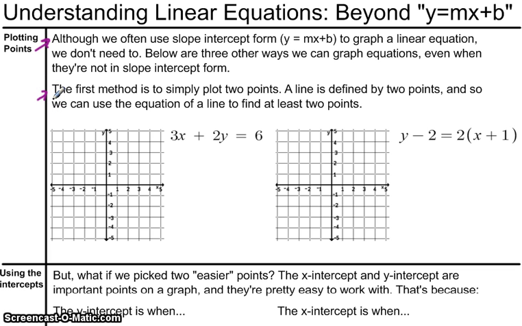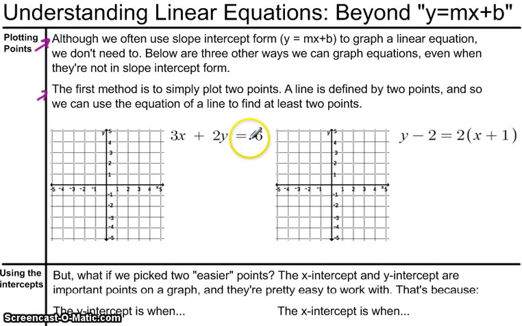The first method is to simply plot 2 points. A line is defined by 2 points, and so we can use the equation of a line to find at least 2 points. Remember, whenever we make a graph of any sort of equation or function, that graph represents all of the solutions for x and y of that equation. That means if there's a number for x and a number for y that, when put into this equation, multiplied by 3 and 2, added together, equal 6, that x and y coordinate would be on the graph because that is a solution to this equation.